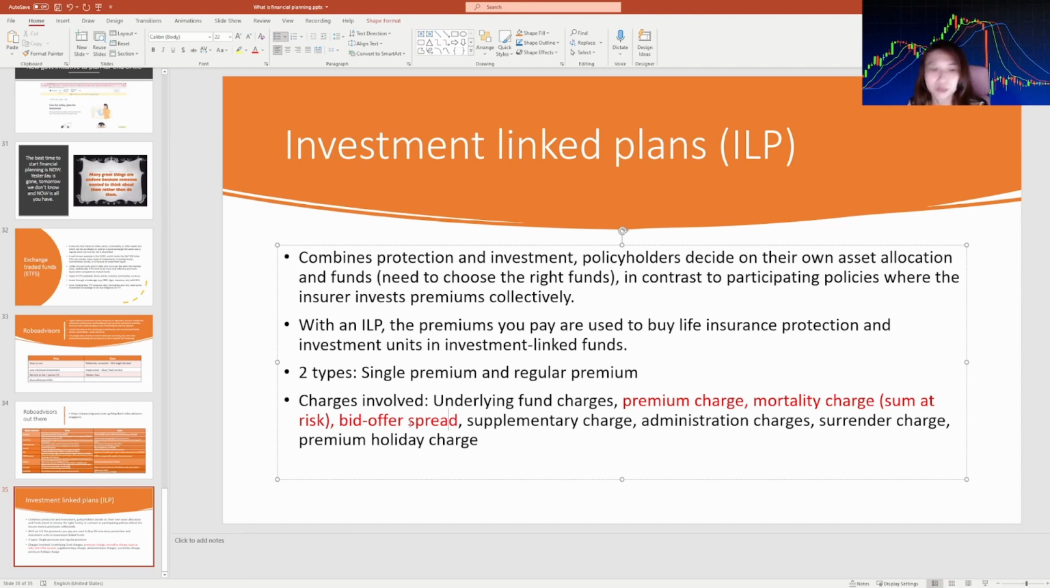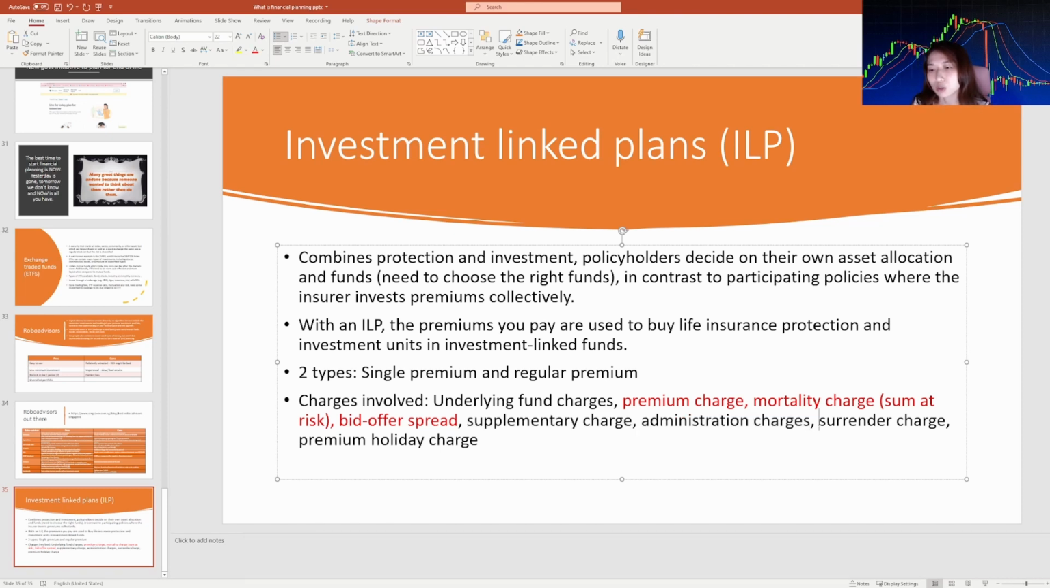Then I think every investment-linked plan usually has supplementary charges, which are for the insurer to manage the whole thing. It also goes in line with administration charges. These two are paid to the insurer.